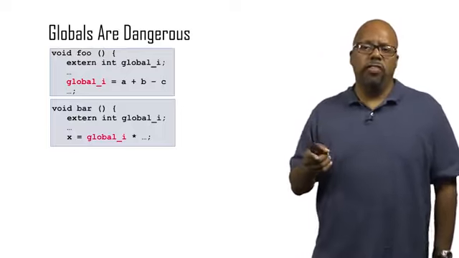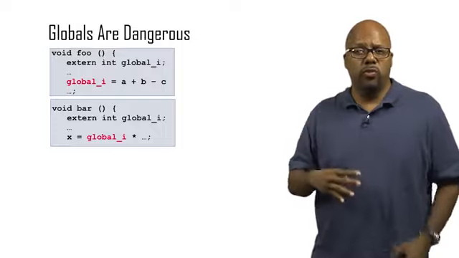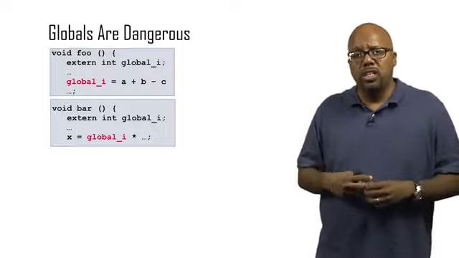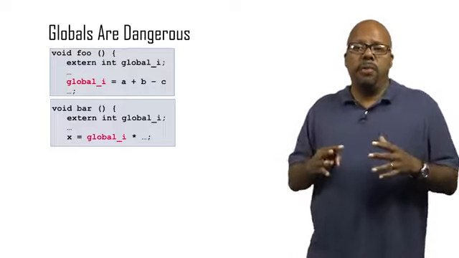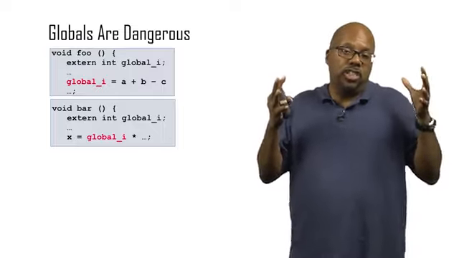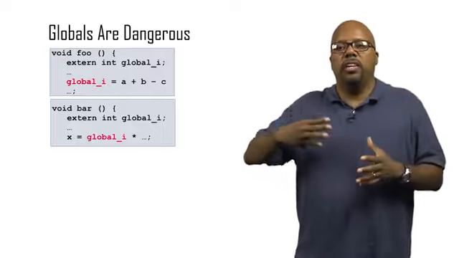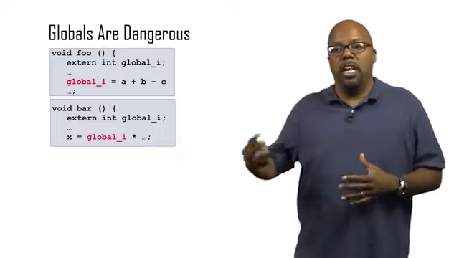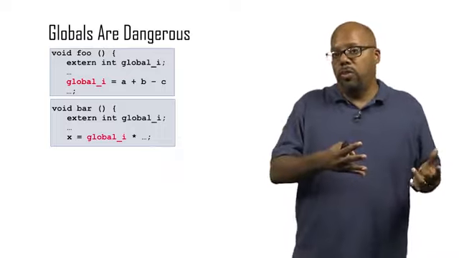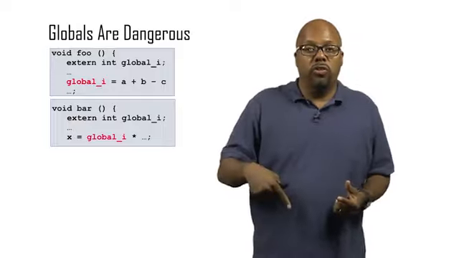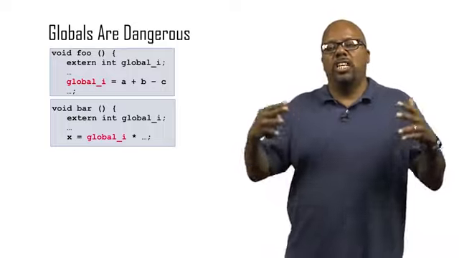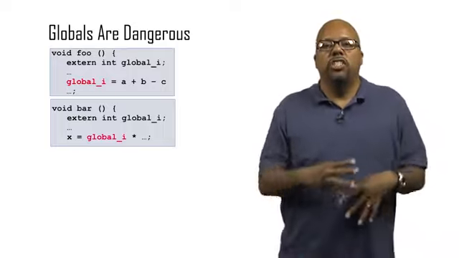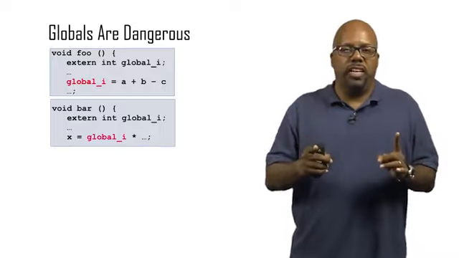Now, if somehow foo does something wrong, so foo is written incorrectly, say it has a bug, so it writes to global I, but it writes the wrong value to global I. Then that bug is not just contained inside foo. That bug now spreads to bar, right? Because now not only does foo do something wrong, but now bar is forced to do something wrong because bar is getting the wrong data from foo. So it's just another connection between functions. And it's not an obvious connection between functions.